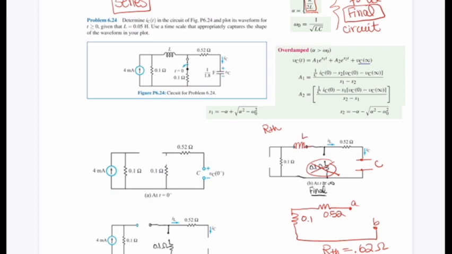It's a current source, unless you choose to. But you can do it with a current source.